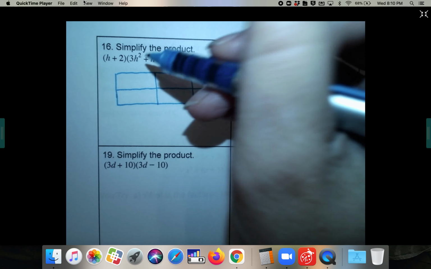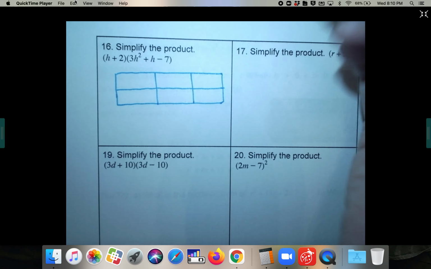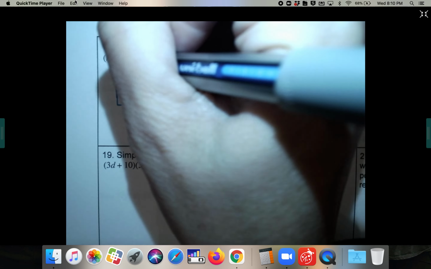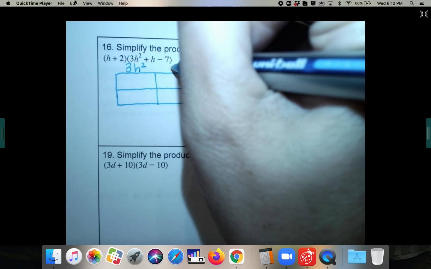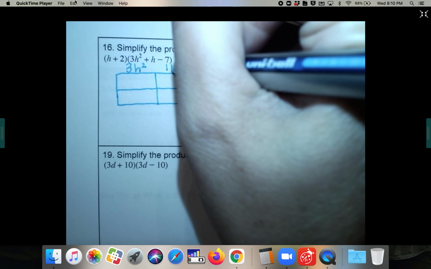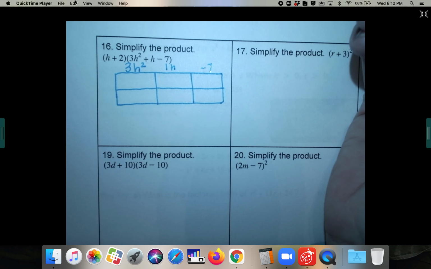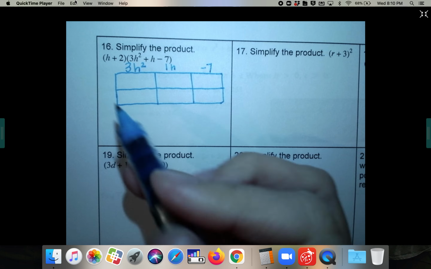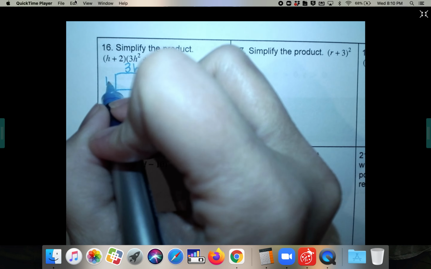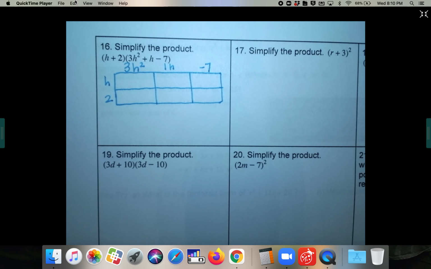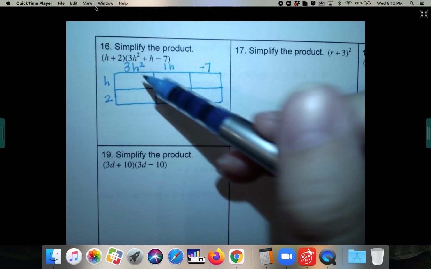And my trinomial is going to go across the top because that's where my 3 boxes are. So 3h squared, 1h. I'll go ahead and put the 1 with it for now. And then negative 7. And then down the side, I've got h and 2. So h and 2.